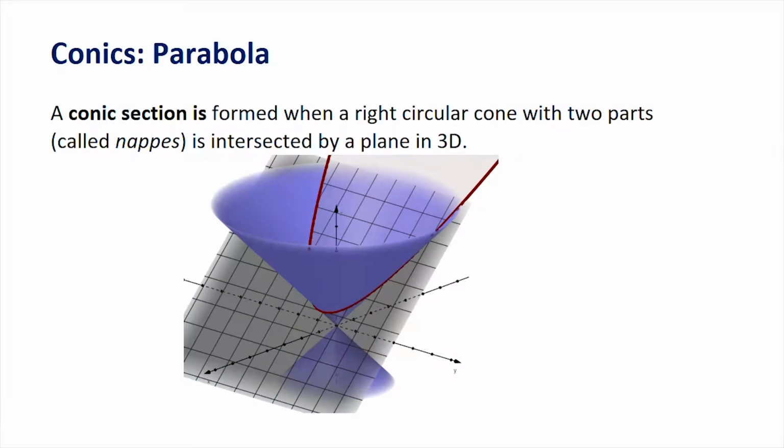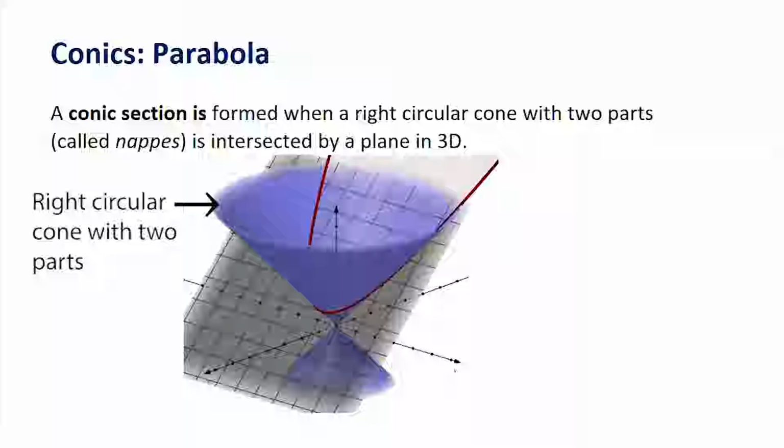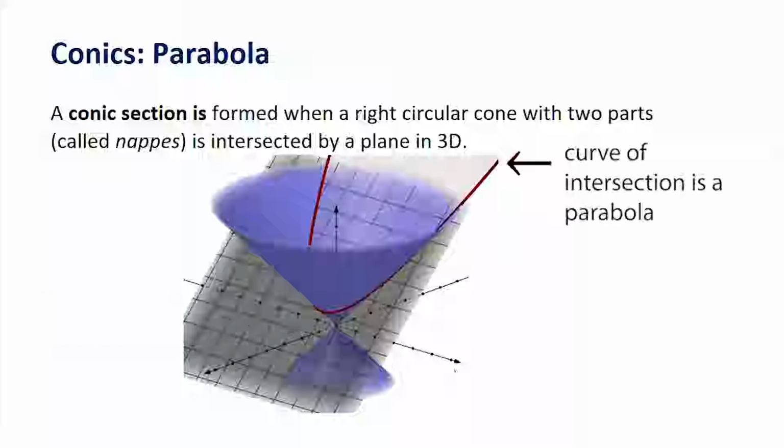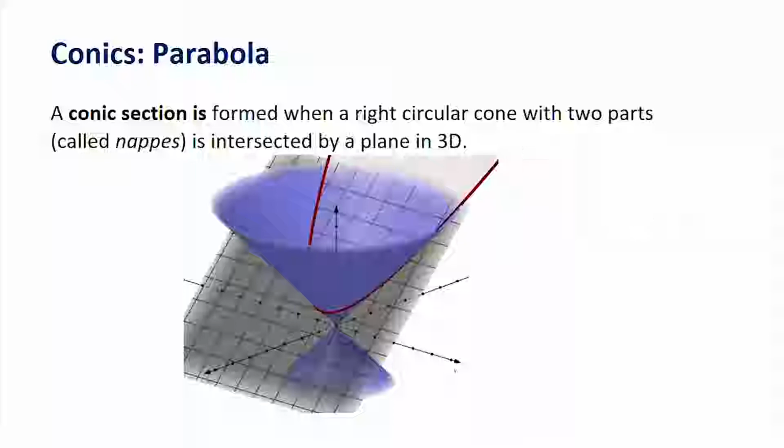We're going to talk about parabolas in the context of conic sections. A conic section is formed when a right circular cone, you can see there in the blue, with two parts, the upper and the lower part, called nappes, is intersected by a plane in 3D, which we can see in the transparent grey there, and the curve of intersection, which we can see right there in the red, is a parabola.